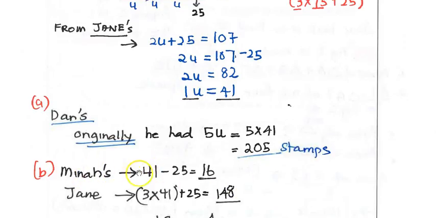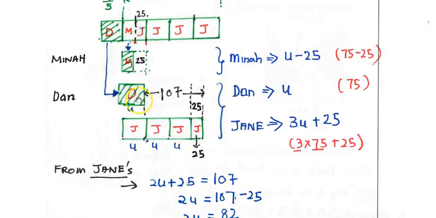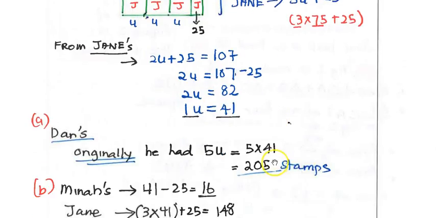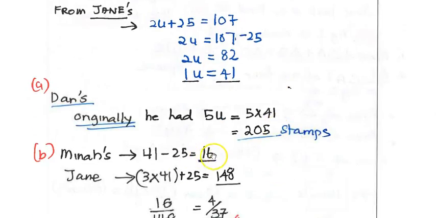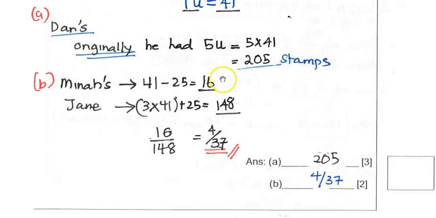After giving 4/5, okay, we can find Mina's. Mina's is 1 unit, 41 minus 25. Can you see? Mina is 1 unit, which is here 1 unit, same as this. 41 minus 25 gives you 16. Mina is 16, and Jane is 3 times 41. Look here. Jane is 41, 41, 41. Means 3 times 41 plus 25. Okay? Right? So 3 times 41 plus 25 is 148.